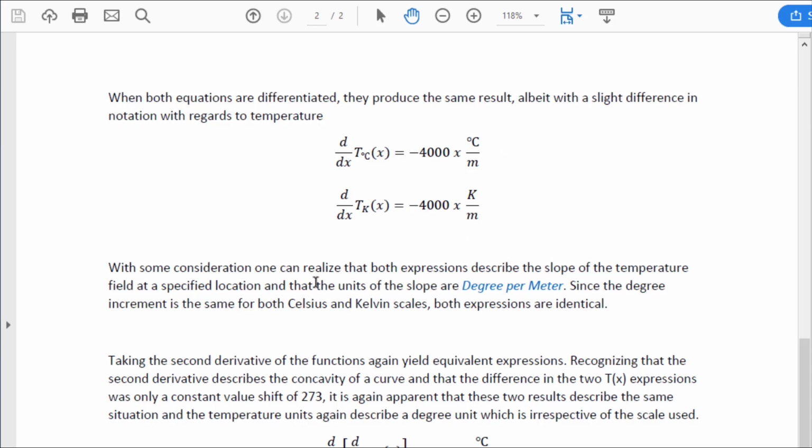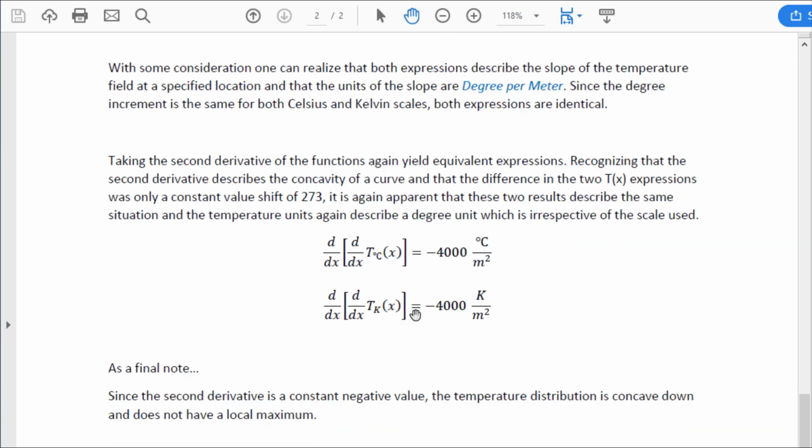Well, if you think about it, both of these expressions describe the slope of the temperature field at the specified location. And the units of the slope are degrees per meter. And the degree for the Celsius range and the Kelvin range are the same. So if x was 1, then I would be moving down 4,000 degrees per meter. I'd be moving down 4,000 Celsius degrees or 4,000 Kelvin degrees, but the meaning is the same. The slope is so many degrees per meter.